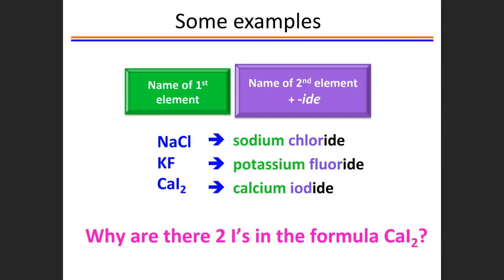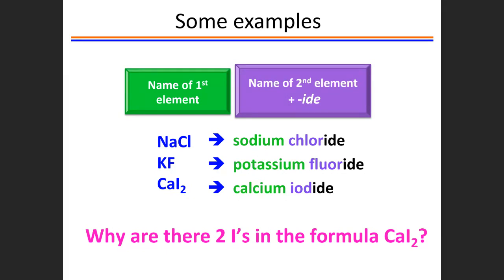Sodium chloride, potassium, KF, F means fluorine, so potassium fluoride. CaI2, calcium iodide. Here there are 2 iodine atoms, but we will not say di. Very soon, I'm also going to talk about the formula. At that time, you will know why there is a 2 here or not. So, why are there 2 I's in the formula CaI2?